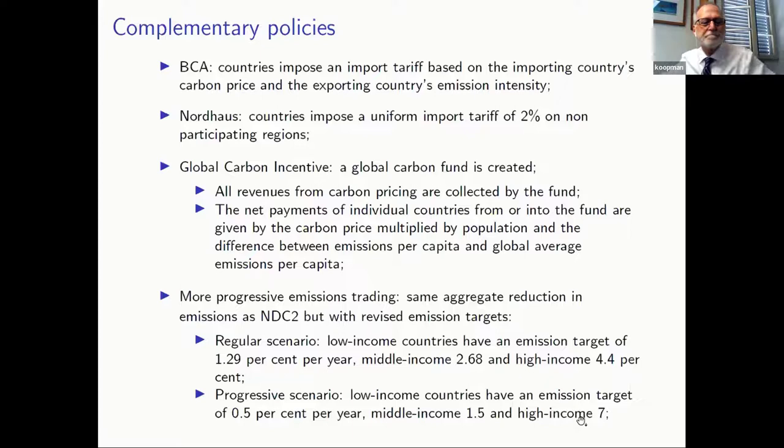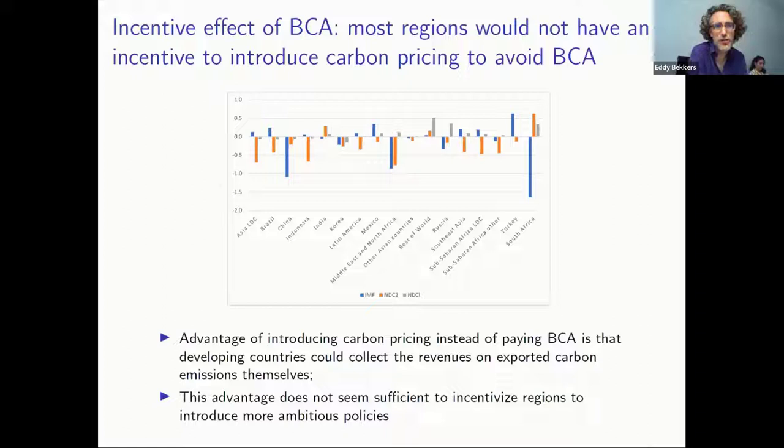So let's look at these incentive effects. The first proposal is border carbon adjustment. By the way, we use this term because in-house a lawyer has explained to me that this is the international term and it's not CBAM. So that's why I'm referring here to BCA.